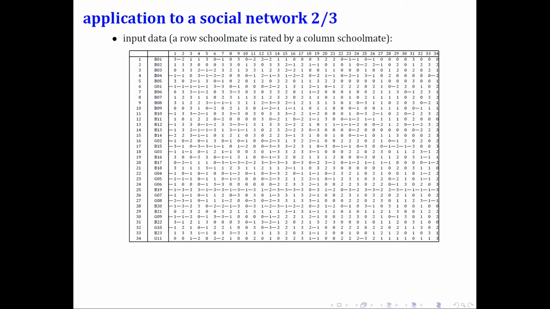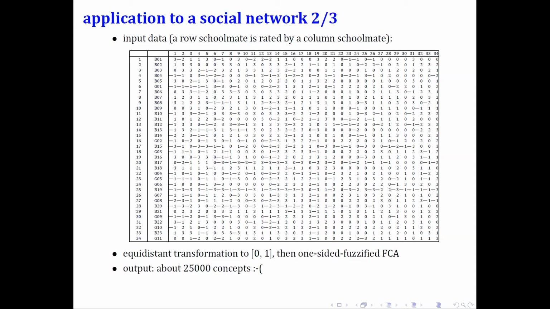The class teacher of this class collected all this data from these boys B or girls G, and we obtain such a table. We can see some 0, 3, or -3, and so on. Of course, these are not fuzzy values because they are not from 0 to 1. So we should transform these values to 0 to 1, some equidistant transformation, and then we applied one-sided fuzzified FCA. But the output was not so good.